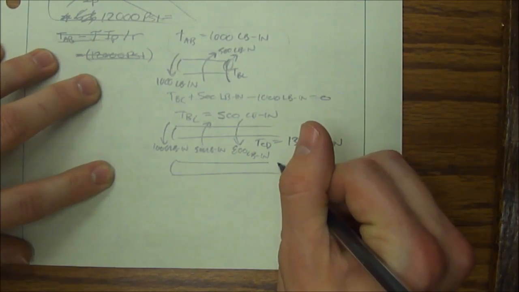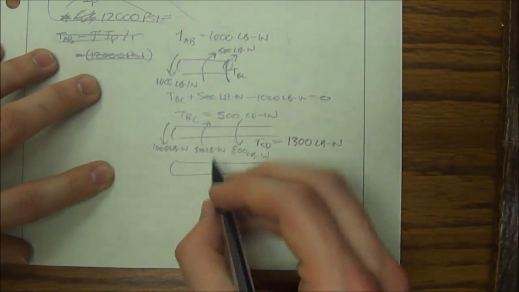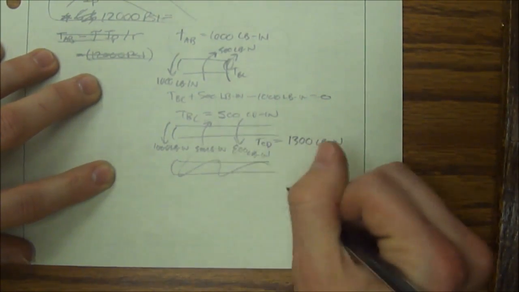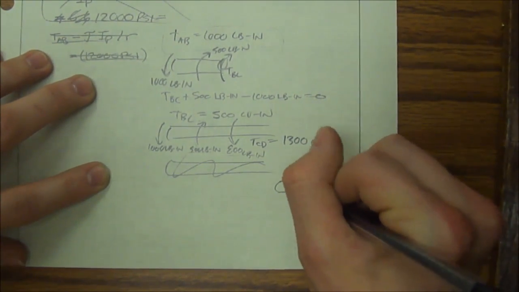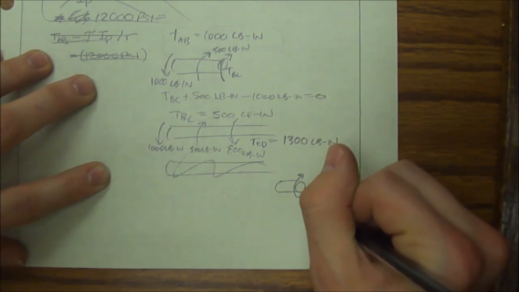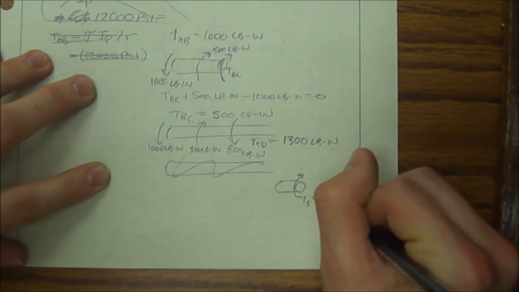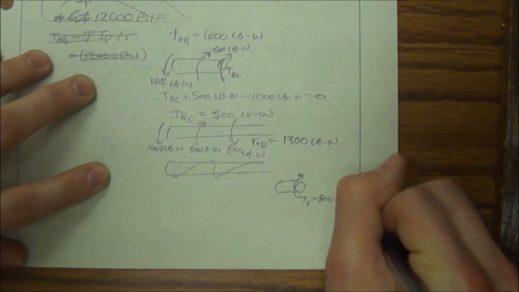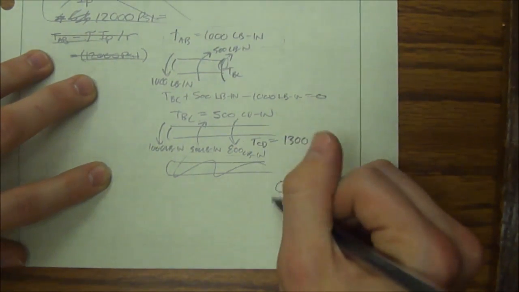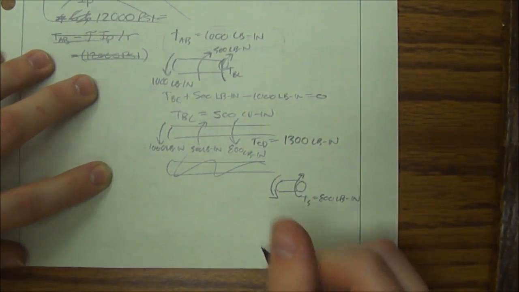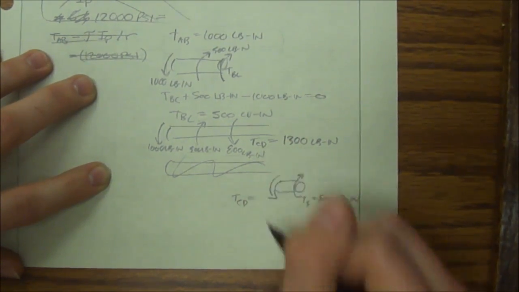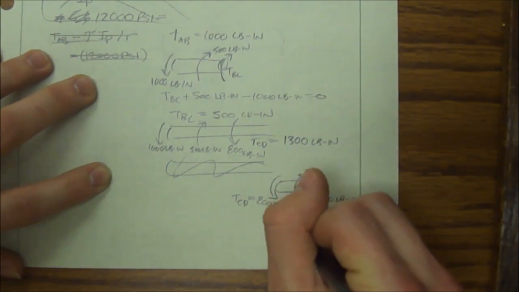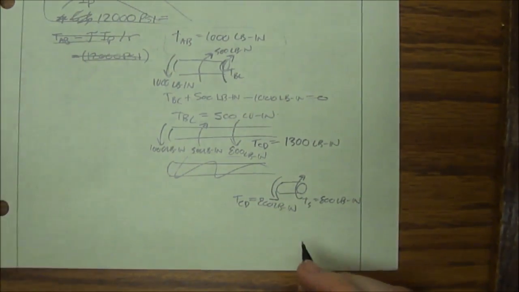And now we're almost to the other side of the bar, so it might be easier for me to scrap that idea and just look at the little knobby end. So my TDE was 800 pound-inches, which means that this has to be counteracted the other way. TDE equals 800 pound-inches.